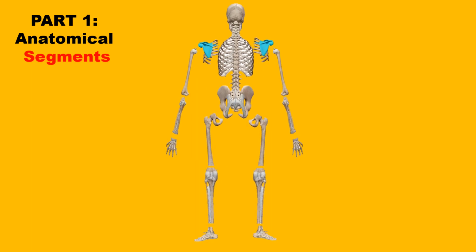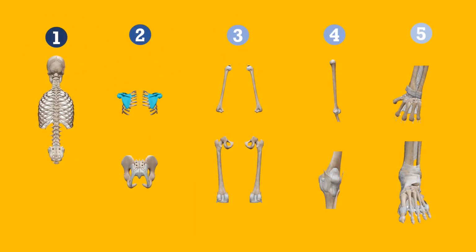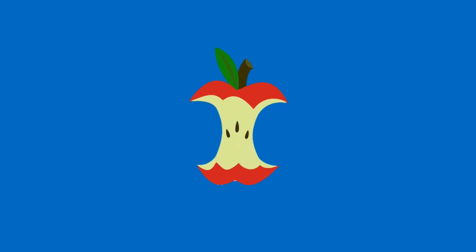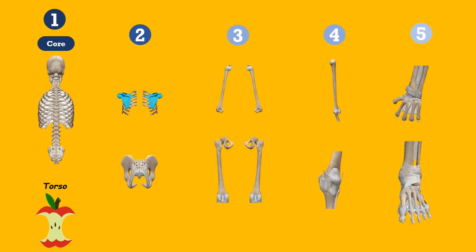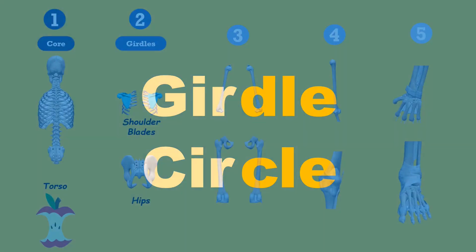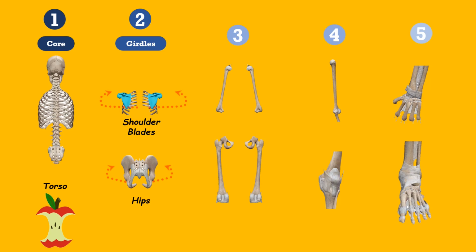These are the major segments of the body. First is the core. Think of an apple's core, which is the central sturdy part of the fruit. This central part of the body will function as our core. Next is the girdles. The word girdle rhymes with circle, which is essentially what these segments do. They are the first segments to encircle the core so that the next segments can attach to the body.